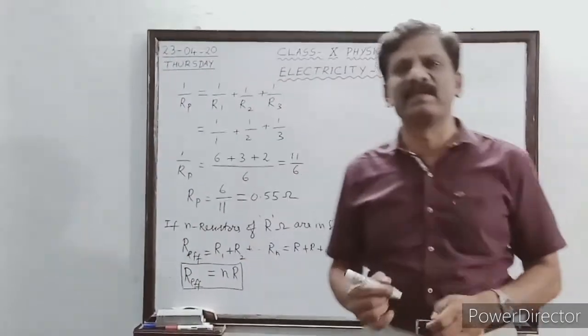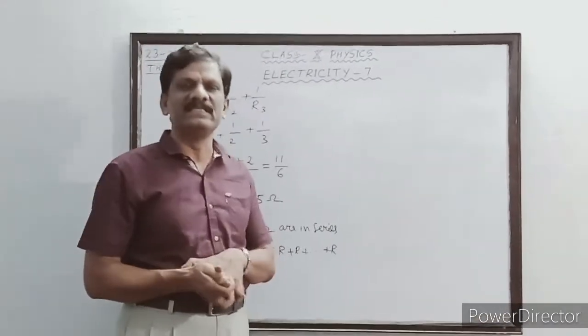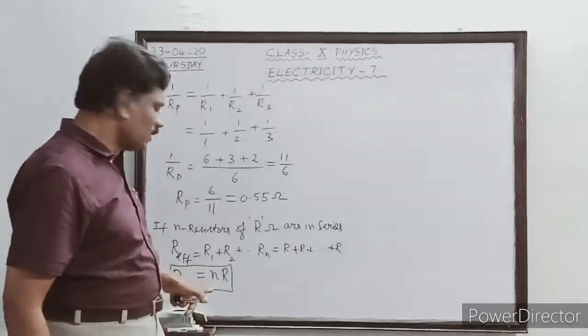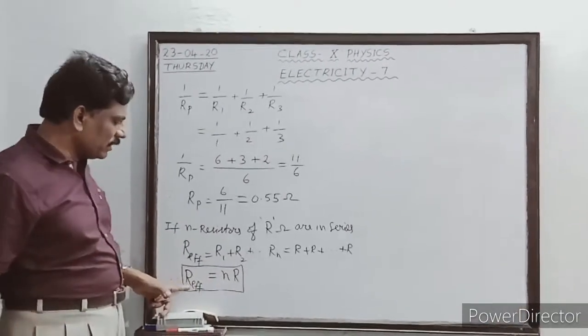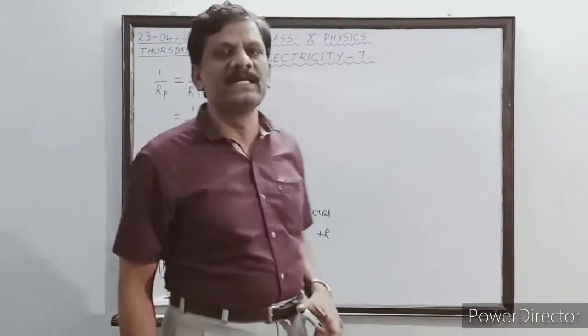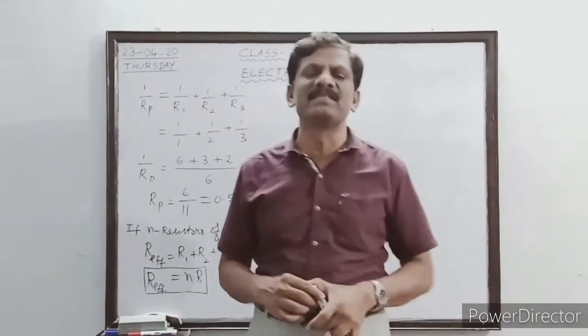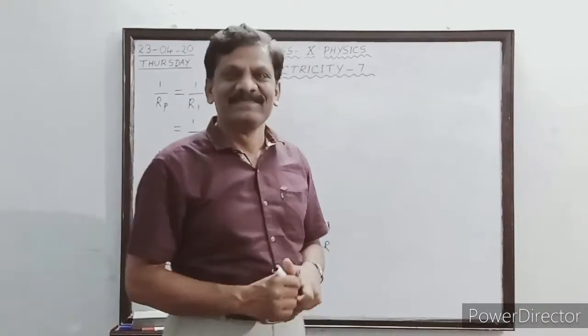This is for competitive examinations like NTSE and also in higher level examinations like NEET and JEE. Based on this, questions will come. So quickly we should be able to do the problem. So if N resistors of resistance R ohm each are connected in series, then the effective resistance is N times each resistor R ohm. Have you understood? Good? Okay.